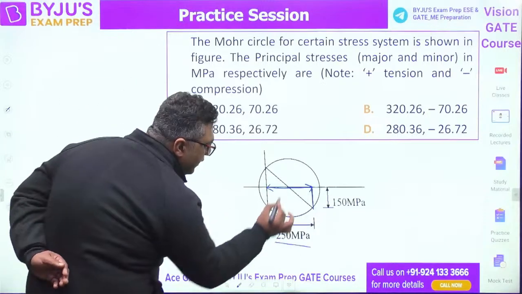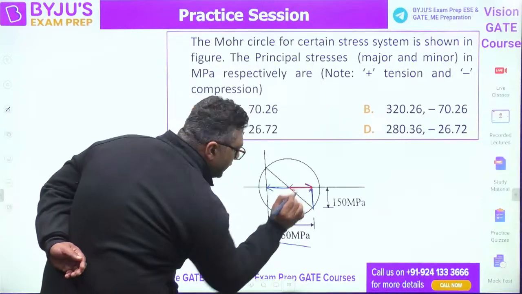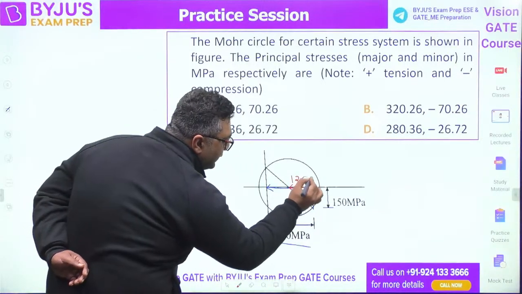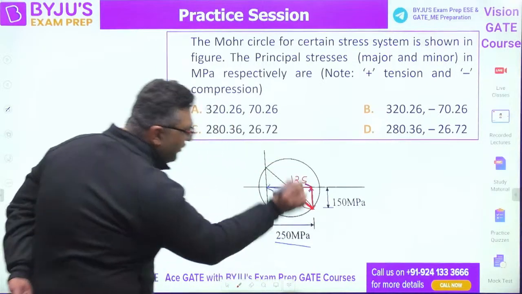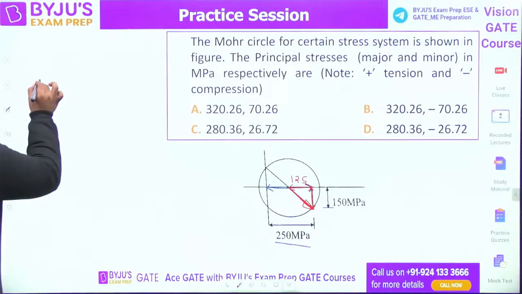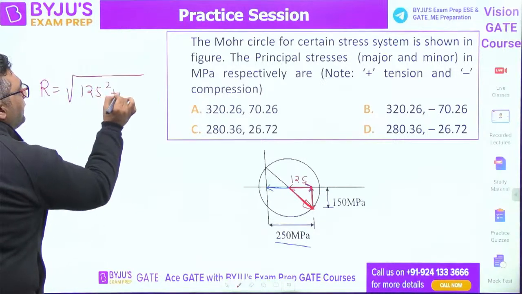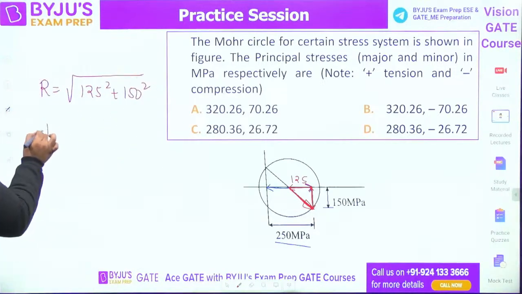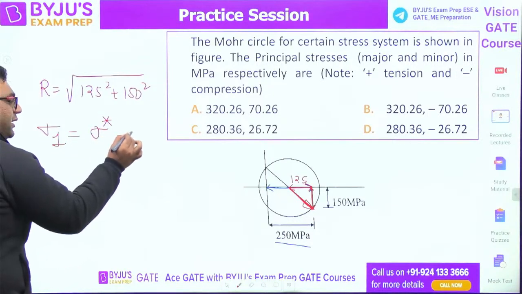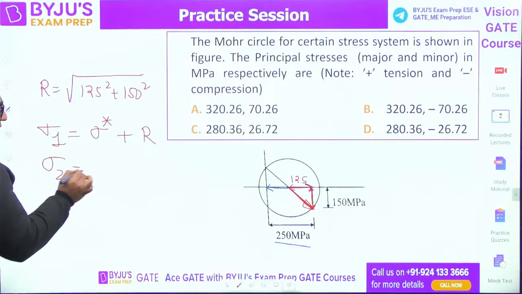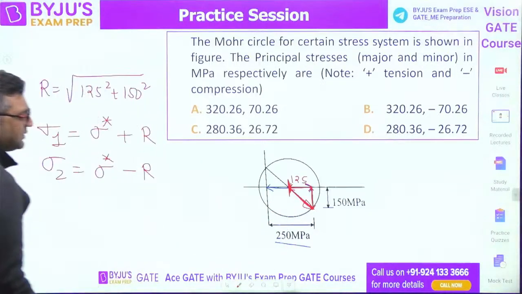If this is 250, everybody can get the idea that this thing is going to be 125, and this thing is 150. I feel you can very easily find the radius. It would be Pythagoras: 125 squared plus 150 squared. Now from the Mohr circle, principal stress 1 is sigma star, the center coordinate, plus the radius, and sigma 2 is sigma star minus the radius. You can see this is the center. So what is the center coordinate? Sigma star is 125.